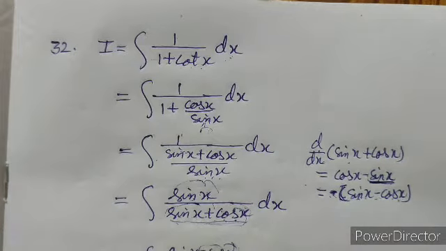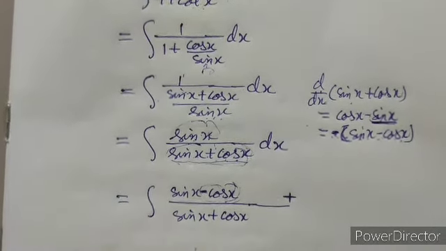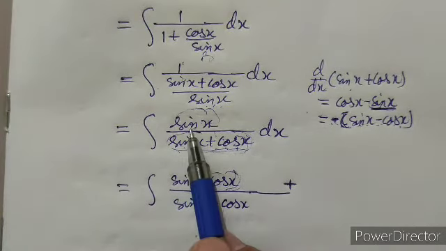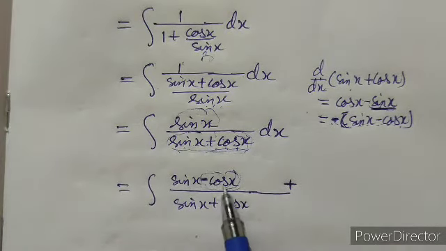Now if we convert this numerator into the derivative of sin x plus cos x, then we can write the numerator as sin x minus cos x, so that it becomes the derivative of sin x plus cos x.